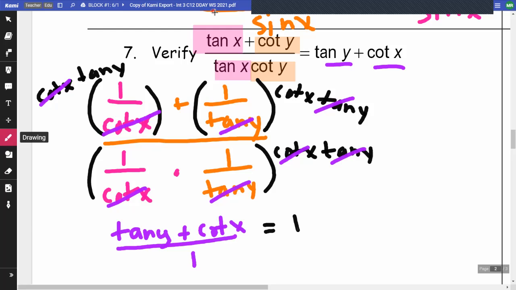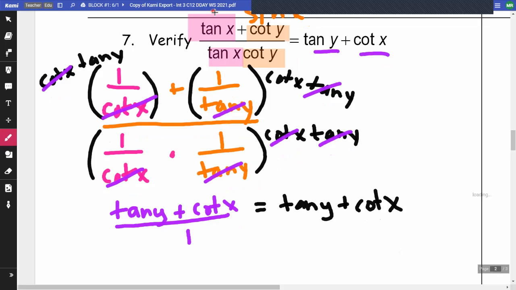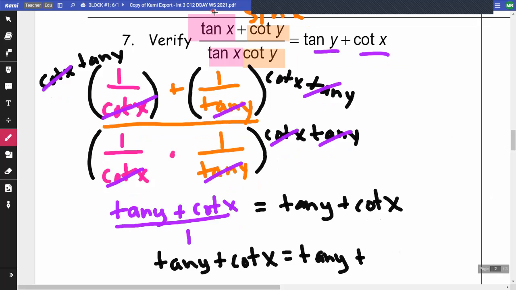And remember, I'm trying to get tan y plus cotan x. Well, when it's over 1, I'm going to get tan y plus cotan x equals tan y plus cotan x. There you go.